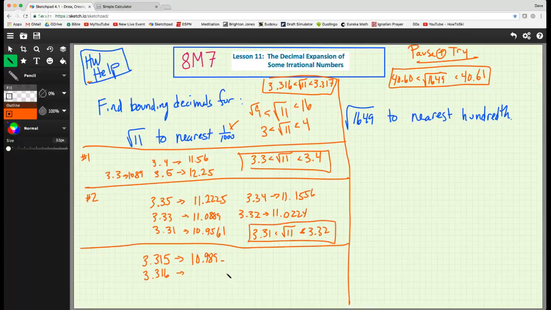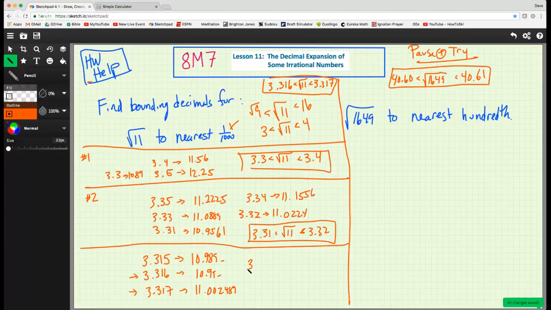Let's see if 3.316 squared. Nope, that's 10.99... So let's go to 3.317 squared. And we get 11.002489. So we know that the square root of 11 is bigger than this and smaller than this.